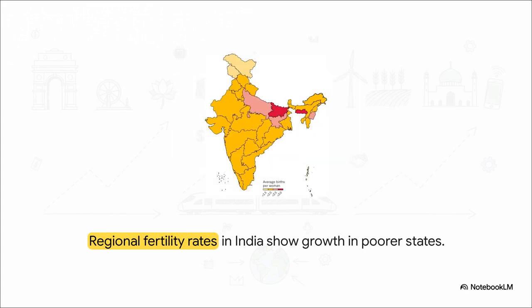But there's a really fascinating paradox hidden within these numbers. The states with the highest fertility rates are predominantly the poorer, more rural northern states, like Bihar and Uttar Pradesh. Meanwhile, the more economically prosperous southern states have fertility rates that have already fallen below replacement levels. What does that mean? Well, it means India's future workforce growth is mostly going to come from the exact areas that are currently the least equipped to educate and employ them.